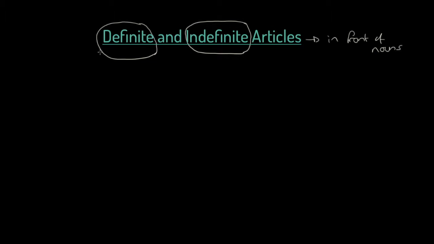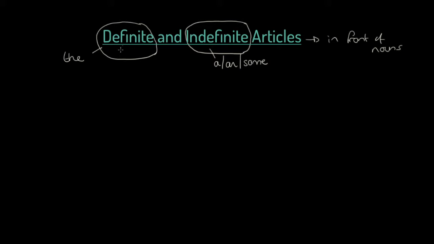And in English, your definite article is the word the. So, the dog, the house, the computer. And the indefinite is a, an, or some. So, a dog, some dogs, a computer, some computers. Okay, so these tiny little words are simply put in front of the noun.